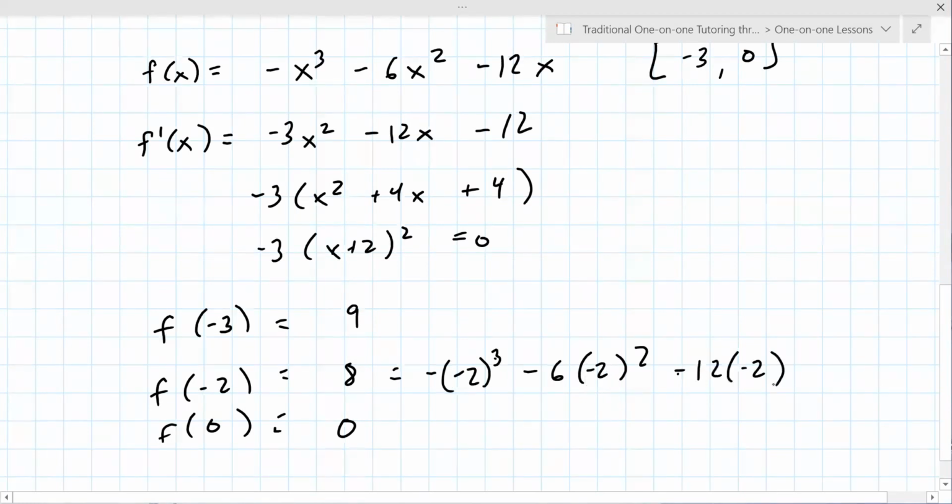-12 times -2. Okay, so I see this is -8, but then that becomes +8. This is 4 times this, so -24. Oh wait, that's the problem. I got the 24 and the 24. I just got the wrong number for that.